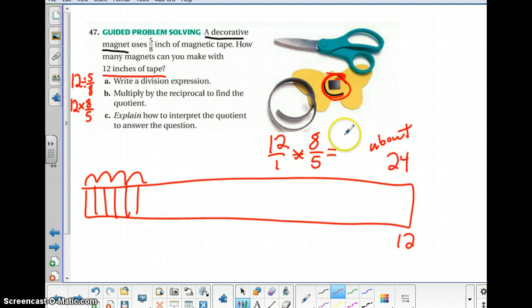12 times 8 is 96, and 1 times 5 is 5. Now this is an improper fraction, right?